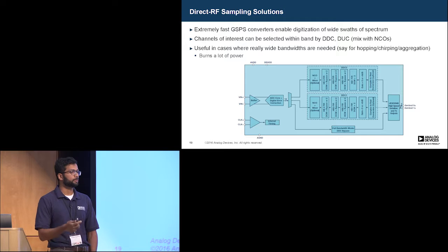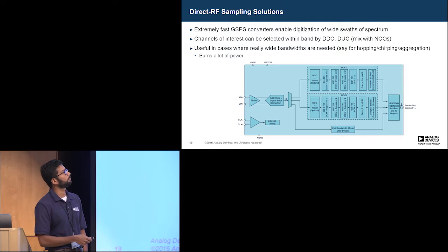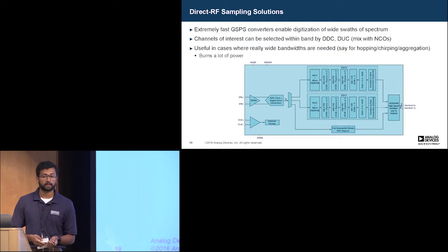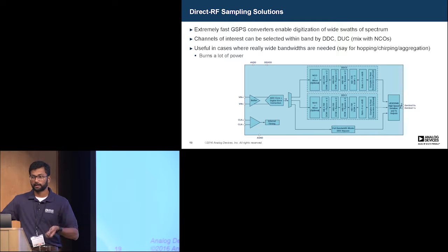Let's say you want to do hopping over multiple octaves of bandwidth and chirping or even carrier aggregation over 200 megahertz, 1 gigahertz even, let's say, and you have multiple channels popping in and out. This is something that you would consider.